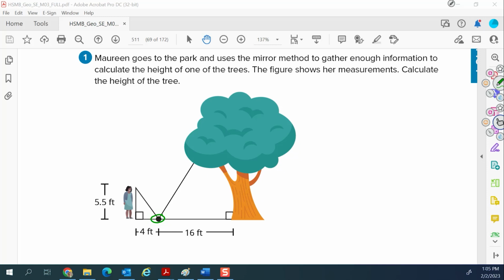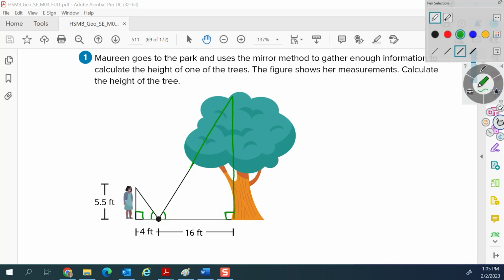Let's see here. Are the triangles similar? Well, we have right angles. Again, you measure height perpendicular to the ground. We also have the angle of incidence, same as the angle of reflection. Okay, so those angles are similar, and these triangles are similar by angle-angle. And this is the height of the tree right here. So I can write down a proportion.